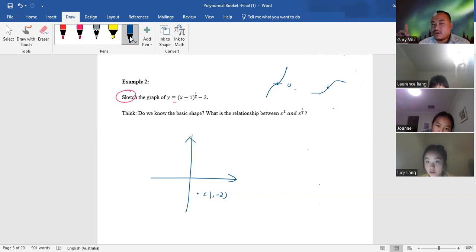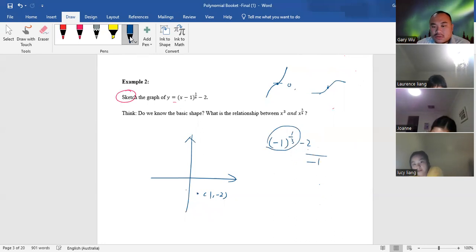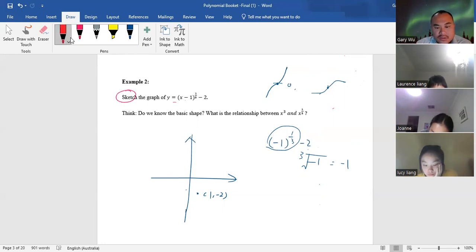Undefined. Okay, so this is not a stationary point of inflection. Be mindful of that. But we still need to label it. Then we just need to find the x-intercept and y-intercept. So we make x equal to 0 so that we can find the y-intercept. So -1, this -2. Okay, so the cube root of -1 would still be -1. -1 minus 2 is -3. So this is -3, right? So it's (0, -3).